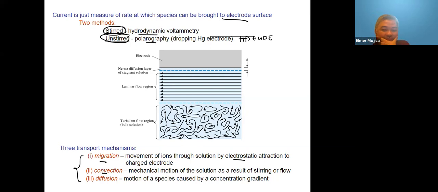So makikita mo rin yan dito. I think the main reason why I discuss it there is because of this method. Okay, so tinitingnan nila ano yung nangyayari doon sa bulk solution tsaka doon sa electrode surface. So dyan nangyayari yung mga changes.